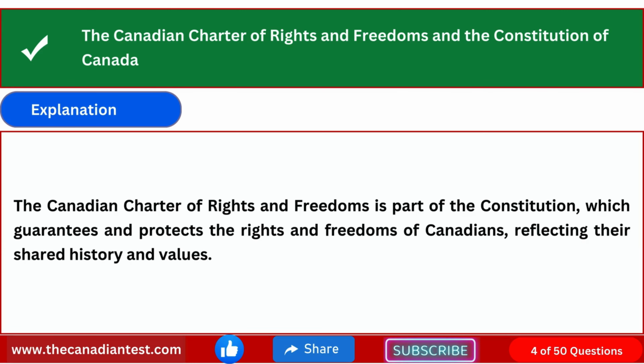The correct answer is the Canadian Charter of Rights and Freedoms and the Constitution of Canada. Explanation: the Canadian Charter of Rights and Freedoms is part of the Constitution, which guarantees and protects the rights and freedoms of Canadians, reflecting their shared history and values.